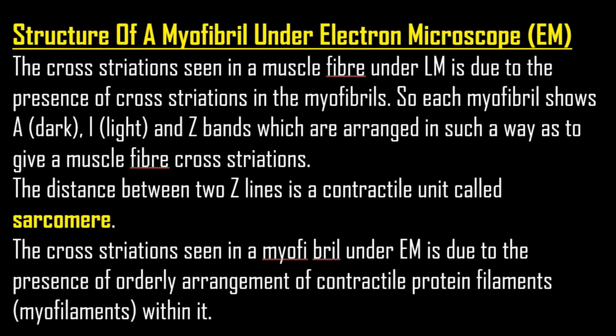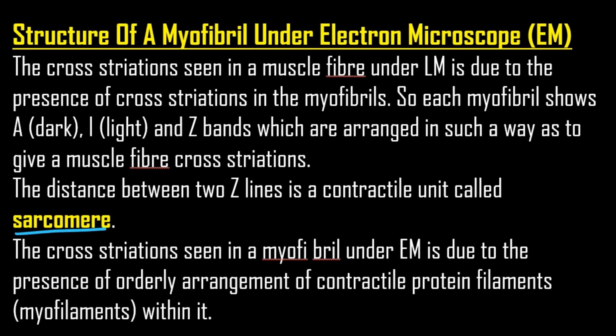Now let's look at the structure of a myofibril under an electron microscope. The cross striations seen in the muscle fiber in the longitudinal section under the light microscope is due to the presence of cross striations in the myofibrils. So each myofibril shows dark, light and Z bands which are arranged in such a way as to give muscle fiber cross striations. The distance between two Z lines is what we call a sarcomere. That is known as a sarcomere.